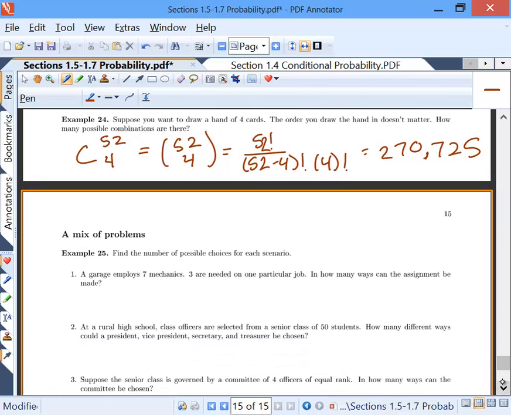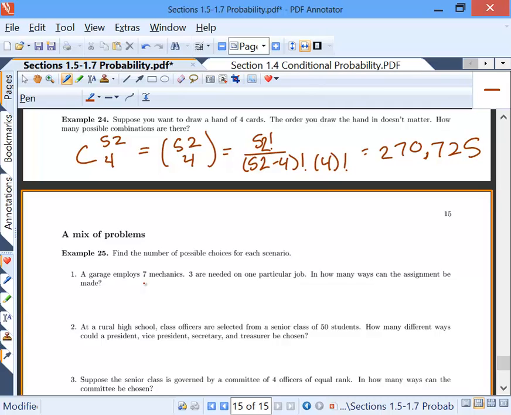Then let's practice actually going through the problems and picking out what we need for each problem. This is where they're all mixed in together, so you get better practice. We want to find the number of possible choices for each scenario. A garage employs 7 mechanics, and 3 are needed on this one particular job. How many ways can the assignment be made?